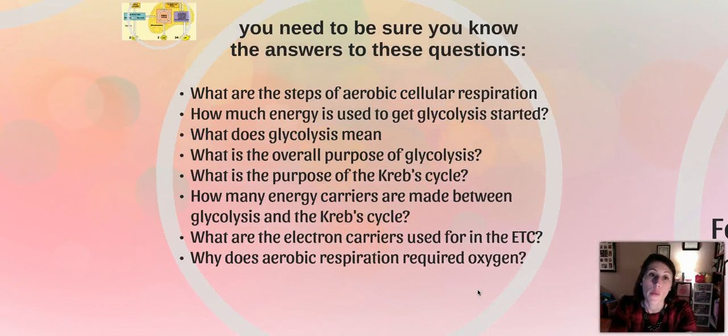Okay, so before we move on, you need to make sure that you have the answers to these questions. What are the steps of aerobic cellular respiration? There's 3. How much energy is used to get glycolysis started? So what ATP is actually invested into this process? What does glycolysis actually mean? What is the overall purpose? So what's the point of glycolysis? What's the purpose of the Krebs cycle? How many energy carriers are made between glycolysis and the Krebs cycle? What are the electron carriers used for in the ETC, or the electron transport chain? And lastly, why does aerobic respiration require oxygen?